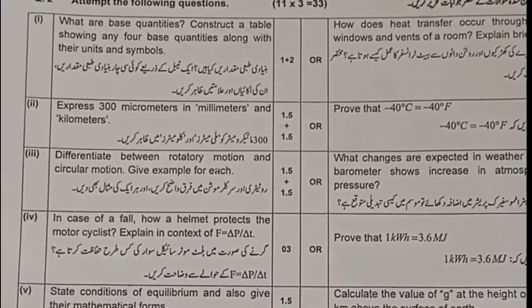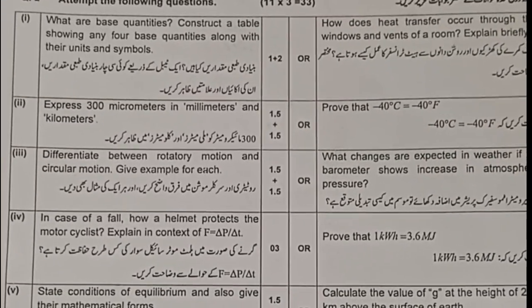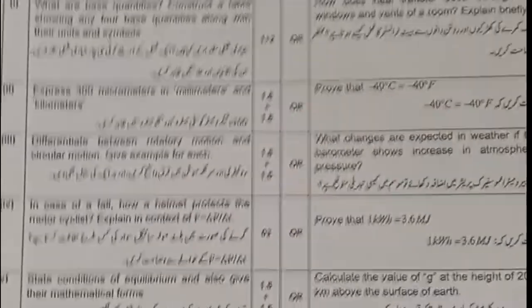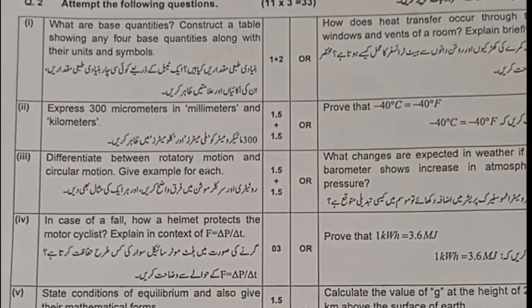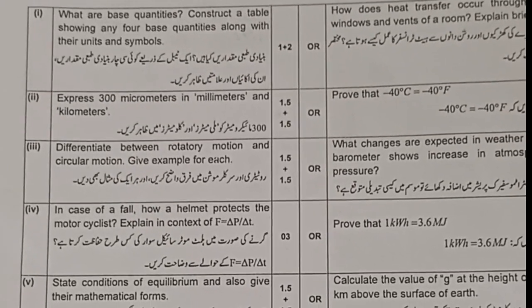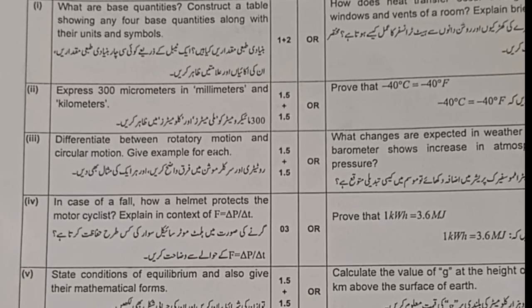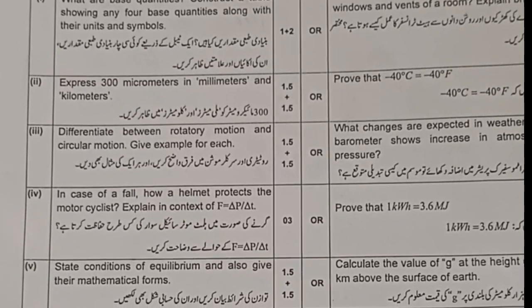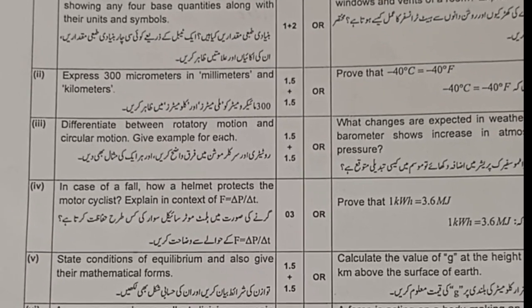This is the Physics 2024 Federal Board paper. Question 1 is, what are base quantities? Construct a table showing any 4 base quantities along with their unit and symbols.